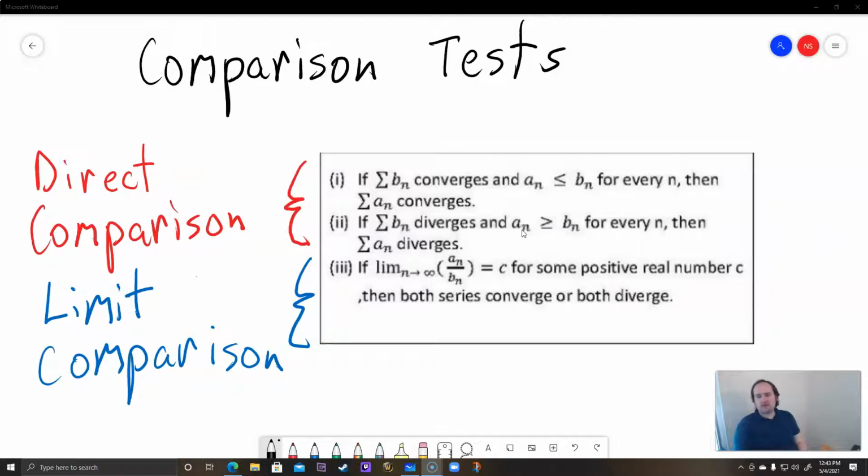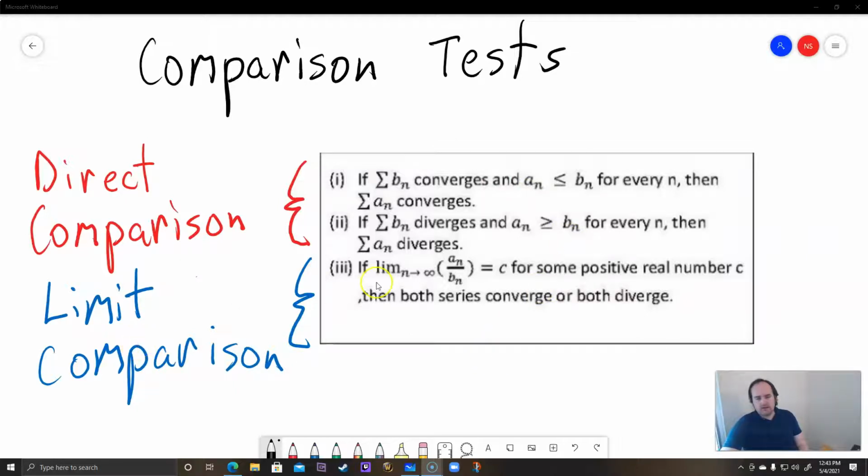And that should also kind of make sense, because if an is greater than or equal to bn and bn is going to infinity, it should make sense that an can't go to a finite number. It also has to go to infinity or negative infinity. So just roughly speaking, hopefully those things sort of make some intuitive sense to you.